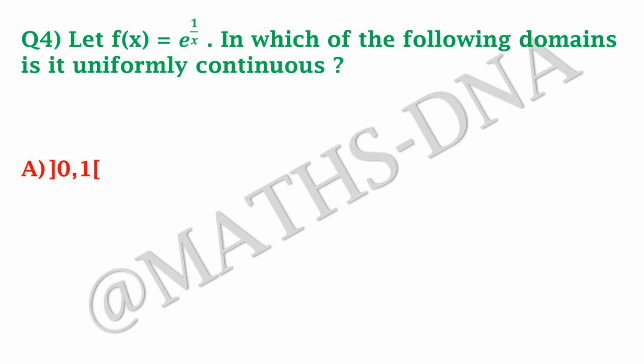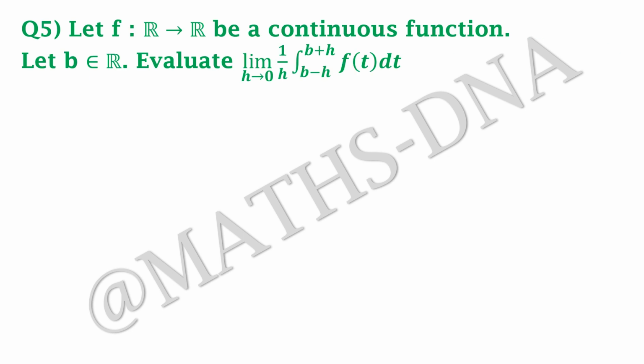The options are A. Open 0, 1, B. Open 1 to infinity, C. Open 1, 2, and D. All of them. The fifth question is let f be a function from R to R, be a continuous function, and let b belongs to R. Then evaluate limit h tends to 0, 1 upon h integration b minus h to b plus h f(t) dt.